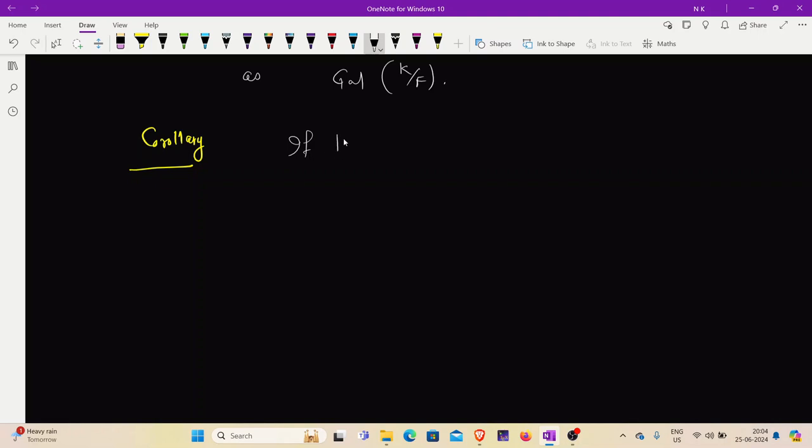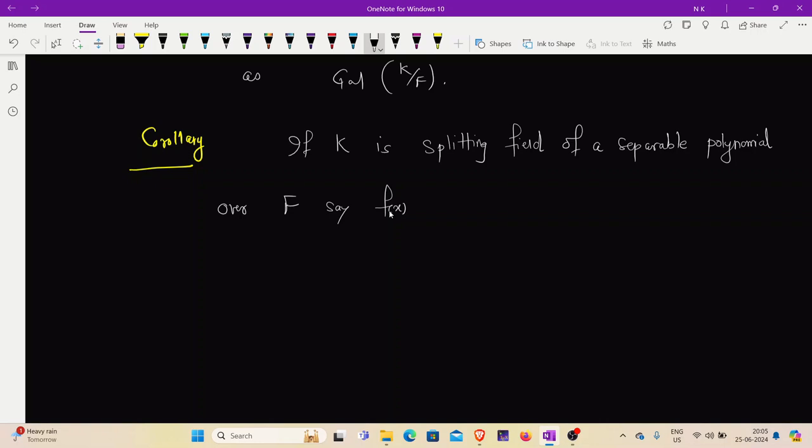If K, which is an extension of F, is found to be, suppose, a splitting field, as per the result that I have shown you just now, of a separable polynomial over F, say f of x, then K over F is a Galois extension.